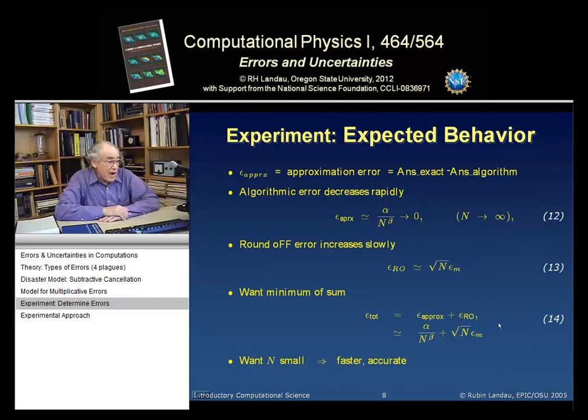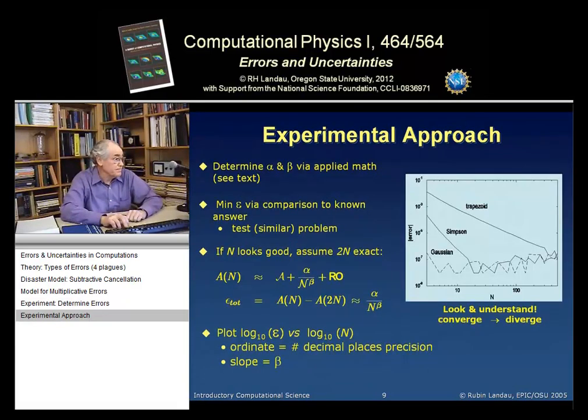And the better algorithm you have doesn't mean that you've been smarter. It means that it converges more quickly, and if you use a smaller number of terms, then n is smaller and the round-off error is smaller. That's how we make it smaller. So let's see an example of this.